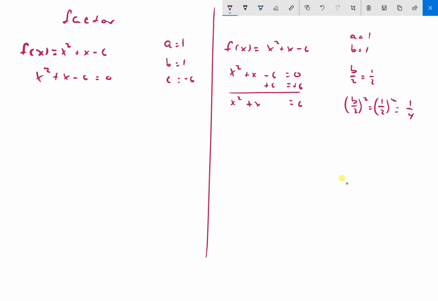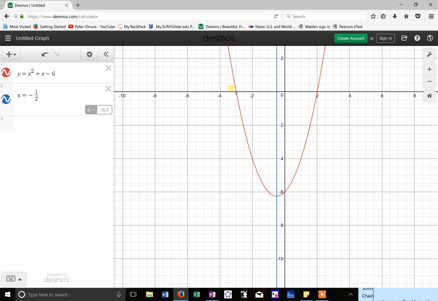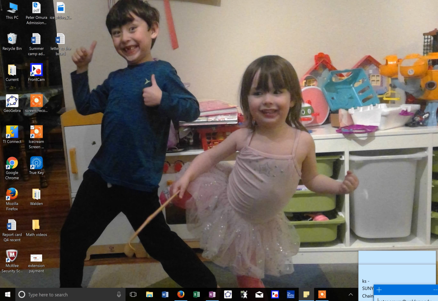So I'm going to set it equal to 0. I'm going to say, well, this is x plus 3 times x minus 2, which equals 0. So therefore, x plus 3 equals 0, or x minus 2 equals 0. Subtract 3 from both sides. Add 2 to both sides. And these are the x-intercepts. And if I go back to my graph, here's -3, and here's +2. And you can see that's where the graph crosses the x-axis.